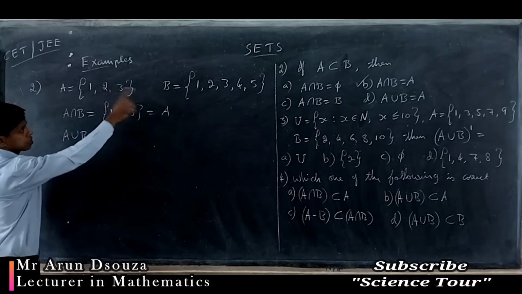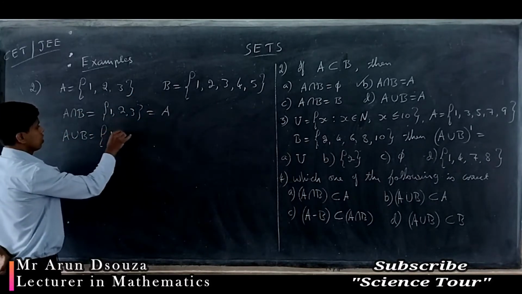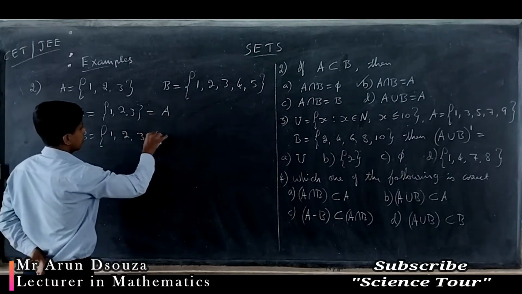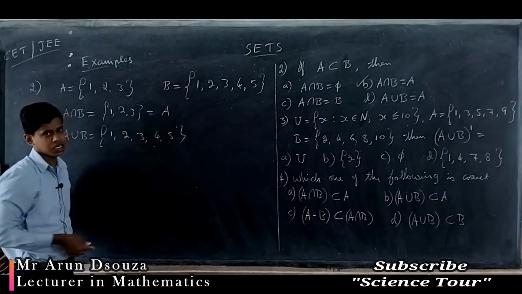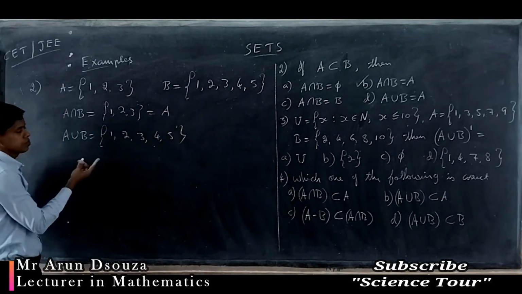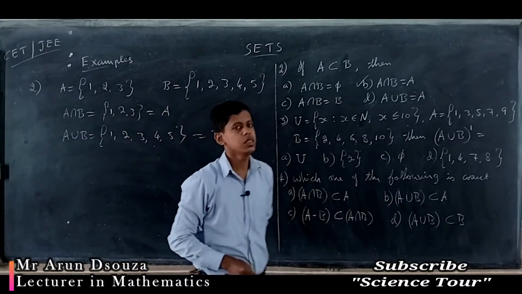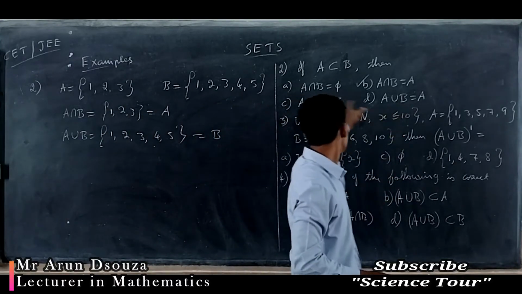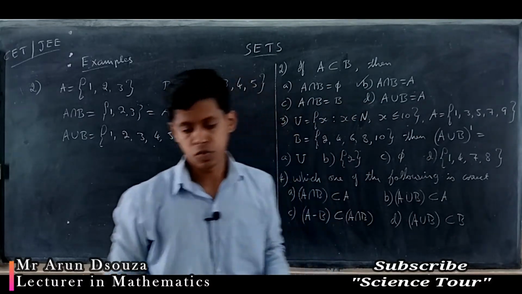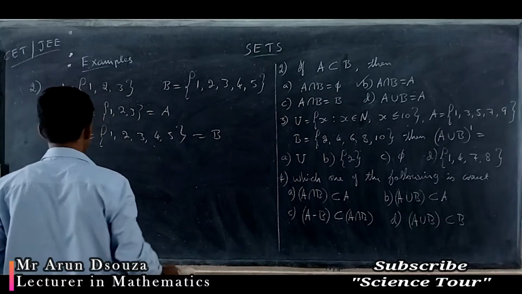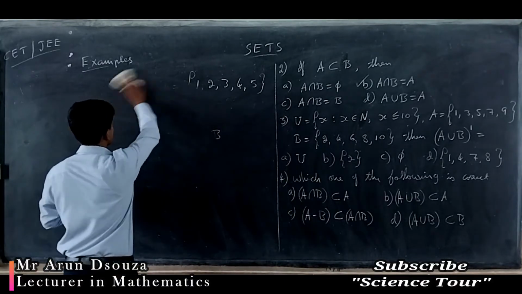A union B is all the elements selected from A or B. So now 1, 2, 3, and even 4 belongs to B, 5 belongs to B, therefore even that should be selected, correct? So what is it? This is nothing but B. Okay, so A union B is B, not A, and A intersection B is A and not B, therefore the second option is the right option for us. Well, let's move on to the next question.